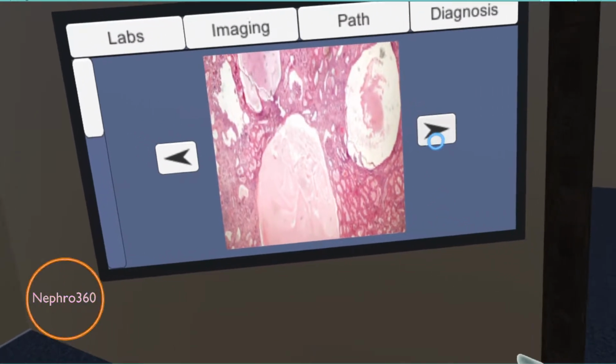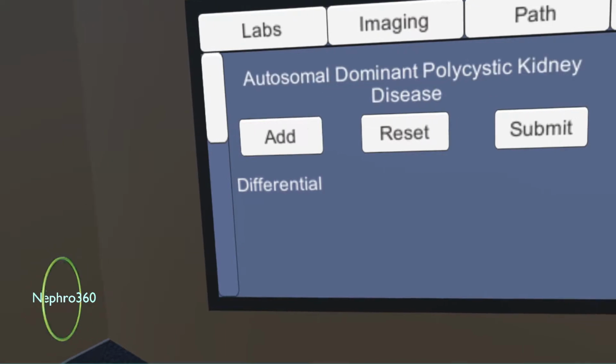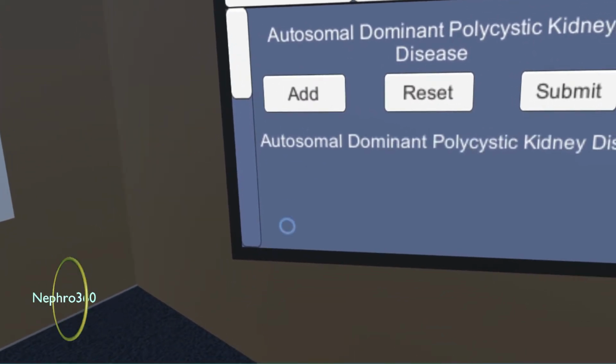Lastly, voice recognition software allows the student to say their differential diagnosis and check it against a professional's differential. Nephro360 gives students the ability to learn the renal system inside of a fun, interactive environment. We hope that this is going to increase interest and also knowledge inside of the field of nephrology.